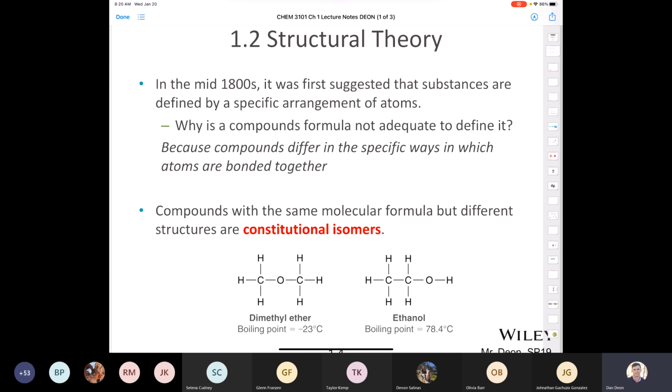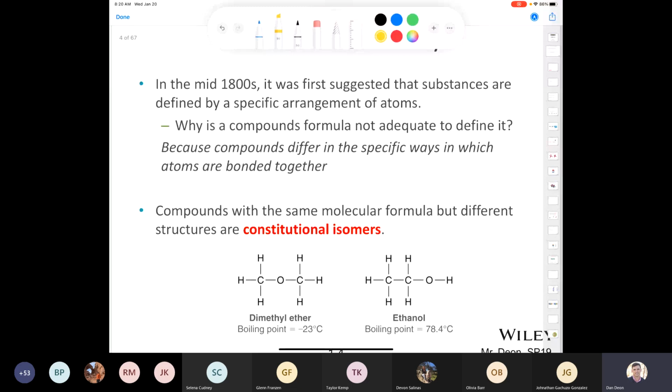And the question that you could ask yourself is, why is it not simply adequate to define a compound by its formula? For example, if you have a formula like this, C2H6O, everybody who's hearing the sound of my voice took general chemistry. I could ask you, what's the molar mass of C2H6O? And you'd say, well, you add up 2 carbons, that's 12 grams per mole, times 2, the 6, add 16 for the oxygen, right? Everybody could do that. But what compound is represented by C2H6O?